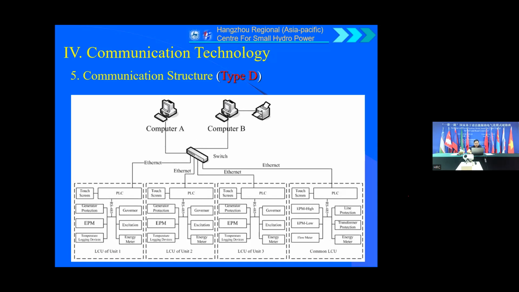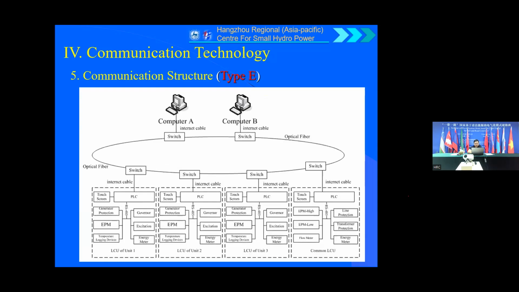But for type D, the PLC will communicate with the governor, with excitation, with the temperature meters, with EPMs, and then the PLC will communicate as a slave device with the computers. So more information can be collected to the computer.